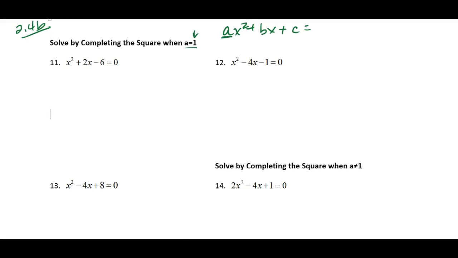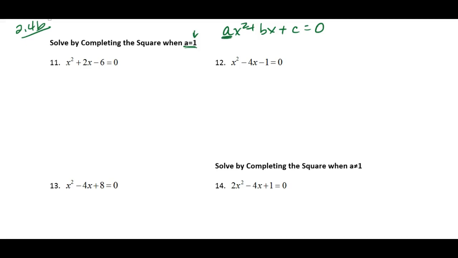All right, this is 2.4b, and we're going to pick up where we left off in the 2.4 notes with completing the square, and specifically completing the square when a is equal to 1. And that a refers to the standard form of the equation of quadratics, which is ax squared plus bx equals c. That's your standard form of the quadratic equation.